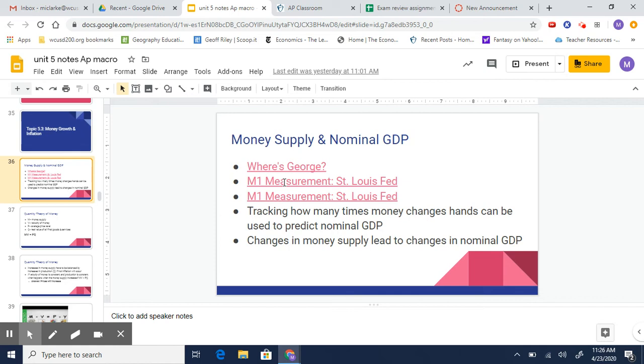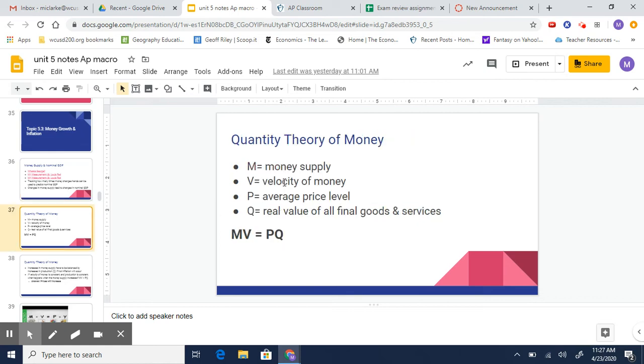So remember, nominal means what? Nominal means current prices. So when we're talking about nominal GDP, we're looking at how much people are producing now in present day prices. If we're talking about real GDP, we're looking at GDP in a given time period using a base year, taking out inflation. Remember, real takes out inflation. So today we're going to be looking more from the nominal perspective.